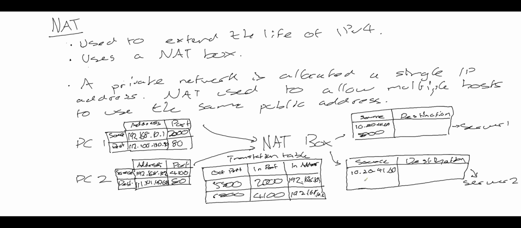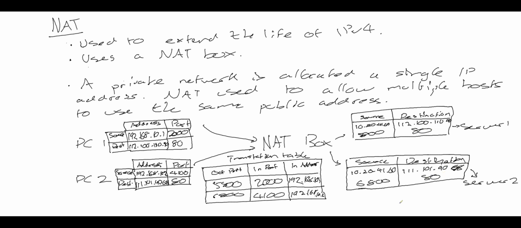The outbound port for this request is going to be 6800, and the destination IP and port number are going to be the same as they were with the request sent by the PCs. So here it's going to be 112.100.110.90. Here it's going to be 111.101.90.68, and they're both port 80.